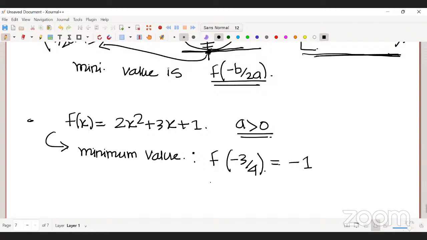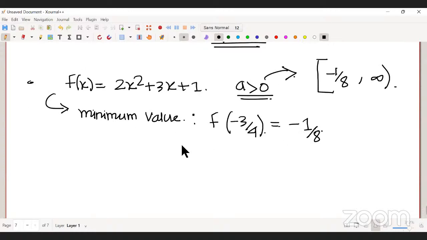Let's say someone already said this is probably minus 1/8. Okay, minus 1/8, whatever it is, you can calculate what that value is. So the minimum value of this parabola is minus 1/8. That means the range of the parabola will be minus 1/8 to infinity.